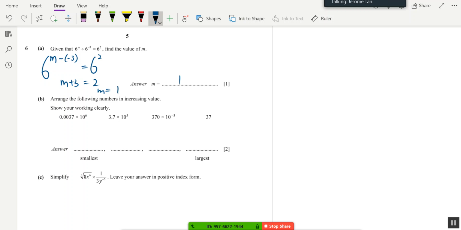I do wrong here. Careless, you use m minus 3 equals to 2. So all you need to do sometimes is to put the m back to your calculator, see whether you get 6 square or not. Okay.